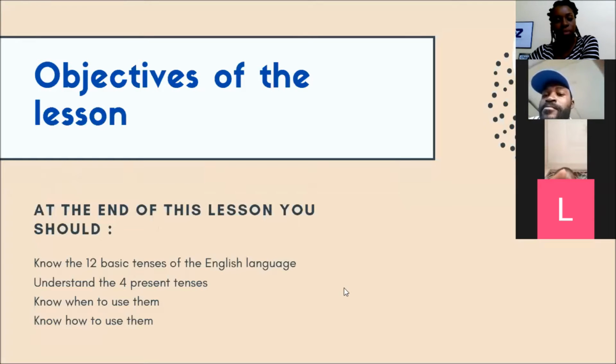The objectives of the lesson are that at the end of this lesson, you should know the 12 basic tenses of the English language. There are more than 12, but the most important ones, the basic ones, are 12. You should also understand the 4 present tenses. Today's lesson is going to focus specifically on the tenses of the present. And then you should also know how to use them, and when to use them.